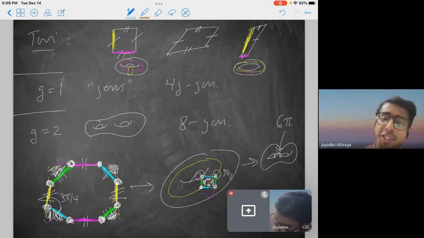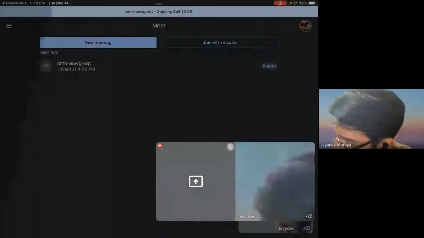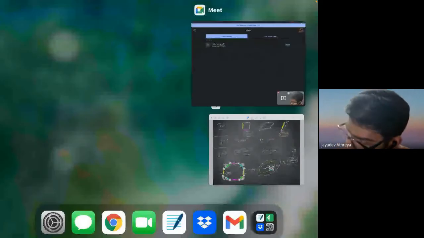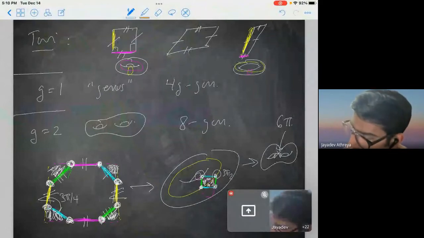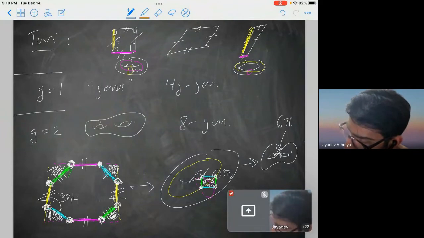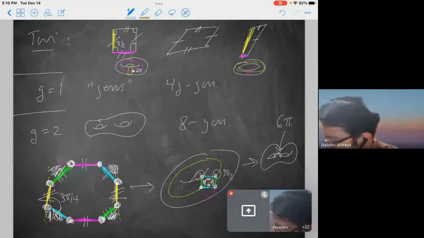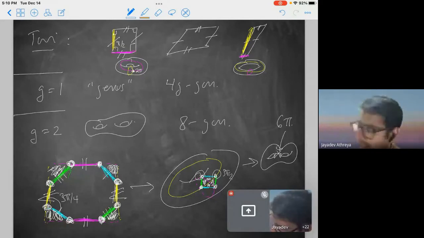This is something new. When we did the torus, we would glue opposite sides of the square, and when we glued opposite sides of the square, let's see if I can reorient this a little bit, 90 plus 90 plus 90 plus 90, this point had just an angle of 2 pi, right? So this was pi over 2, and when we added them up, we got this 2 pi. But here we actually get a point with angle 6 pi.